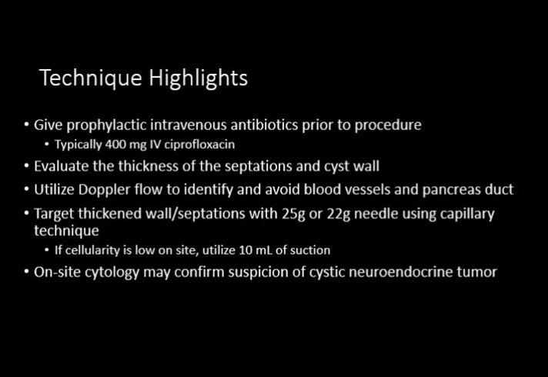Slowly pull the stylet while moving the needle at the target site. If cellularity is low on site, utilize 10 ml of suction. 22-gauge needles with 10 ml of suction can be used to aspirate the cyst fluid in combination with targeting the wall.